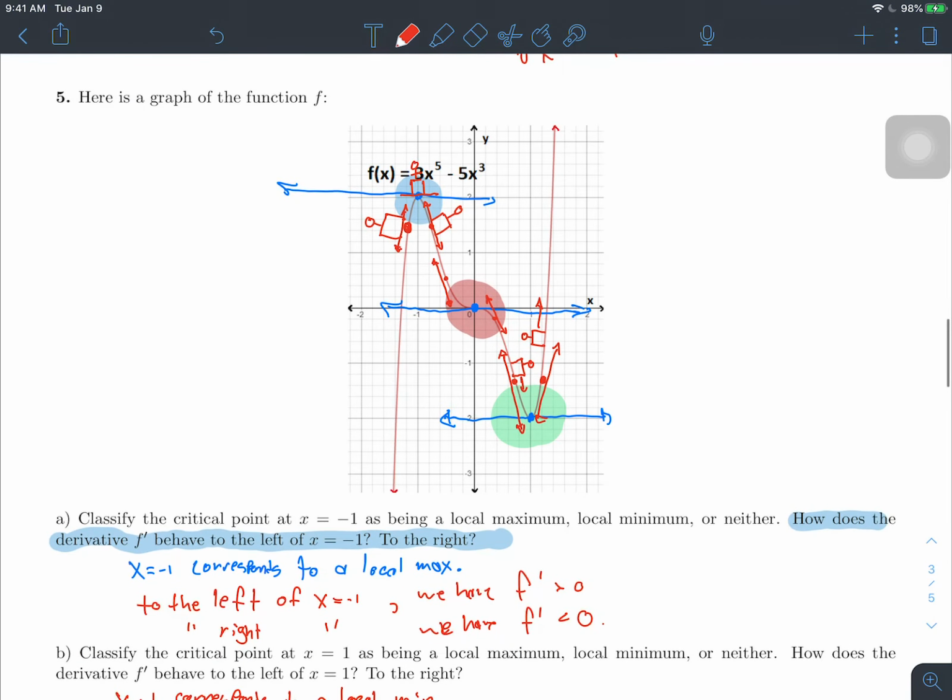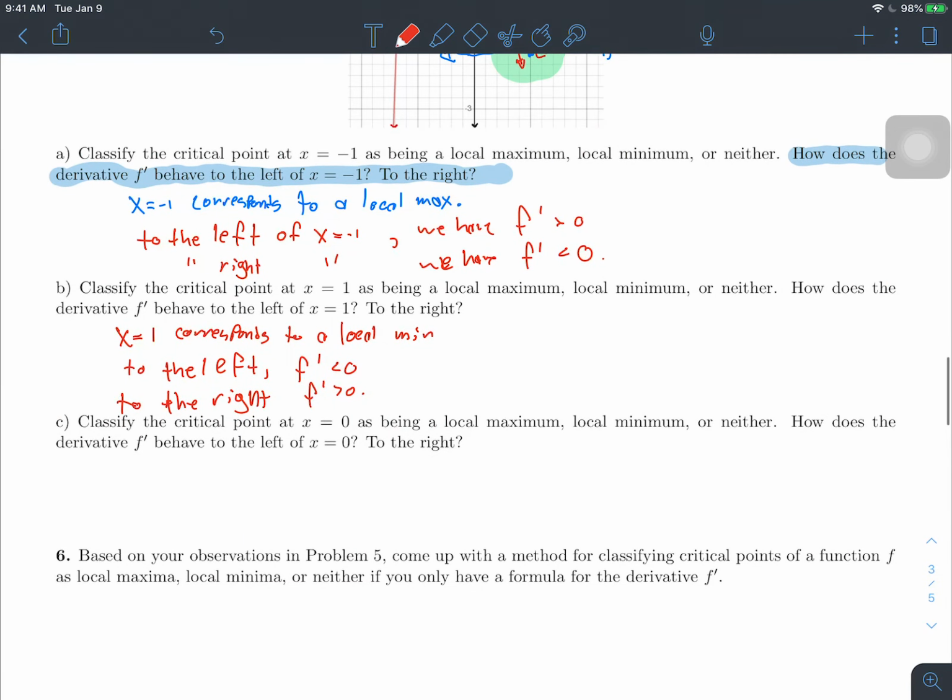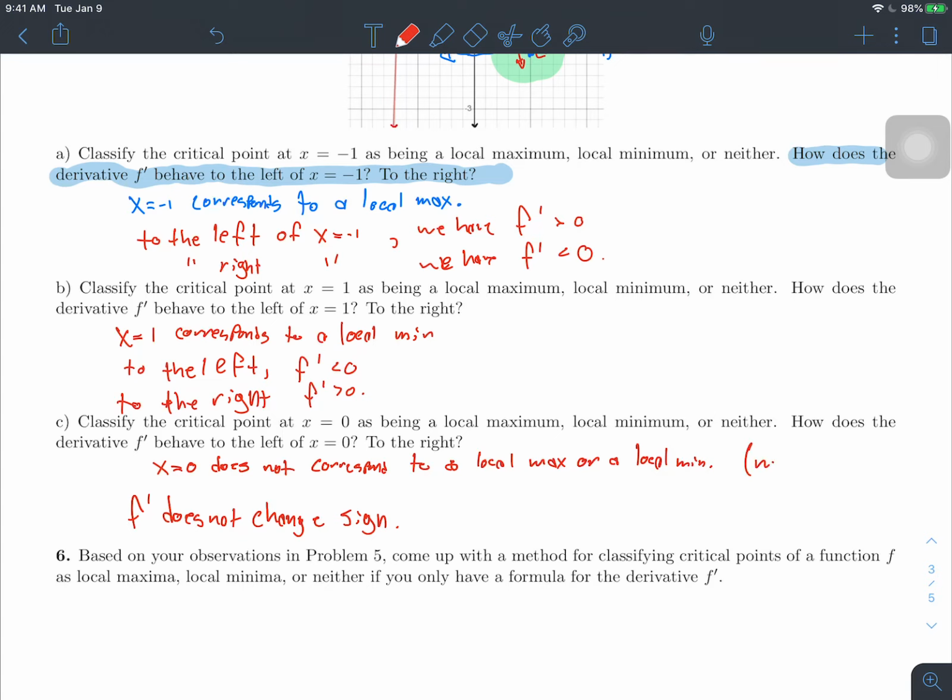So how can we put that mathematically? f prime does not change sign. So x equals 0 does not correspond to a local max or a local min. So neither is the answer.